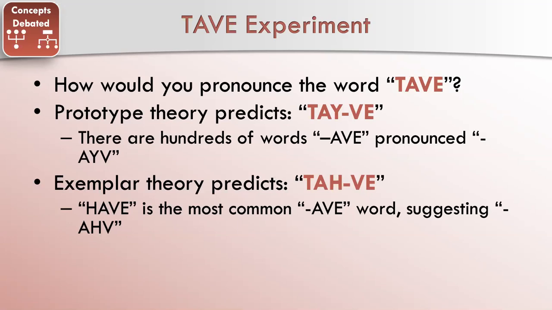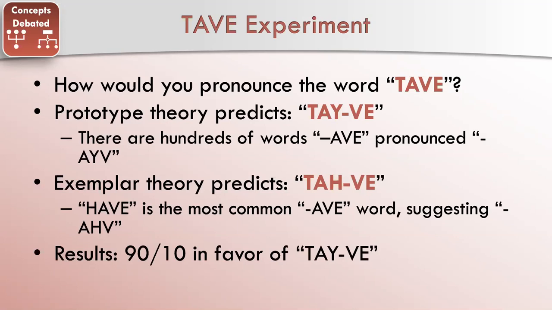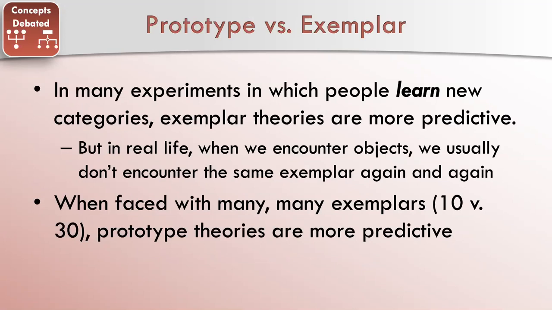So which did you do? It turns out when you do these studies with undergraduates, about 90% of them go with TAVE. Okay, it's one particular prediction, one particular time. All right. On the other hand, it seems like when we task undergraduates to learn categories, exemplar theories are more predictive. Some people argue that this is a problem, that this is just like an artifact of lab conditions. We usually don't encounter the same bird again and again when we make a new category of bird. And weirdly, when we're faced with many exemplars, it turns out that prototype theories become more predictive again. So TAVE seems to be evidence for prototype theory.